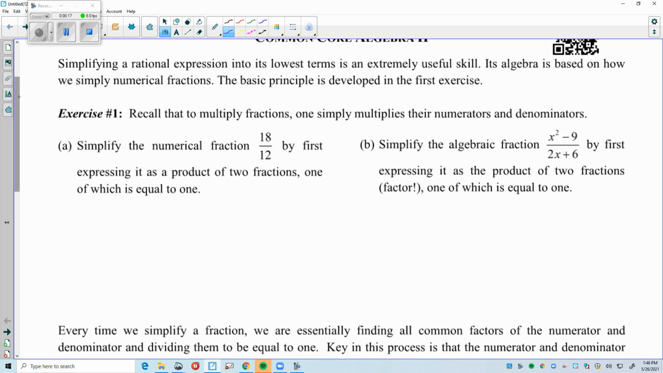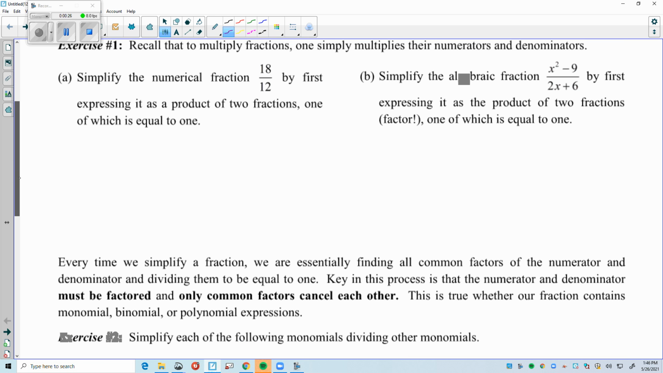So recall that when we are multiplying fractions, all we have to do, I always think, is tops of tops, bottoms of bottoms. So you multiply the numerators with the numerators, denominators with the denominators. When we're working with fractions, we always want to try and simplify them. So for this first one, it says simplify the numerical fraction by first expressing it as a product of two fractions, one of which is equal to 1.